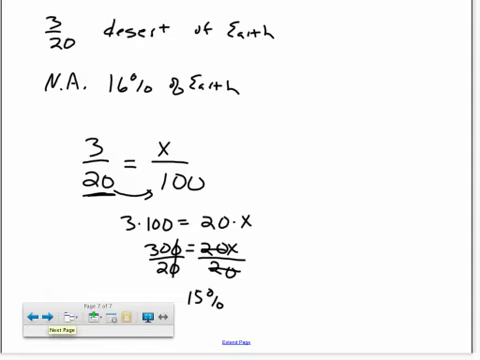So what we know is 15% of the earth is desert, 16% of the earth is North America. So the question asks, is there more desert on the earth, or is there more North America? And there's more land in North America than there are total deserts on the earth. So that is section 5.2, and that should complete our lesson for today.